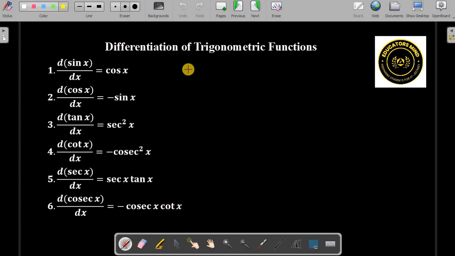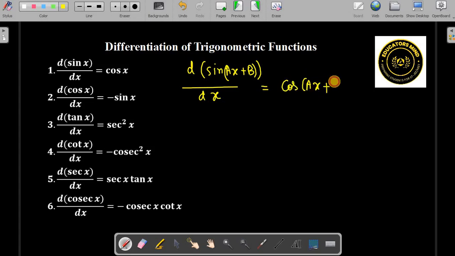Now, you need to remember some modifications that can happen. For example, suppose it is differentiation of, let us say, sine ax plus b. In general, I am giving this angle as ax plus b. Differentiation of sine is with respect to x. So here directly you remember sine differentiation will be cos of ax plus b, and then the coefficient of x, which is a, will come out. This is what you have to remember here. The coefficient of x will come out. How is it coming? It is coming by chain rule.